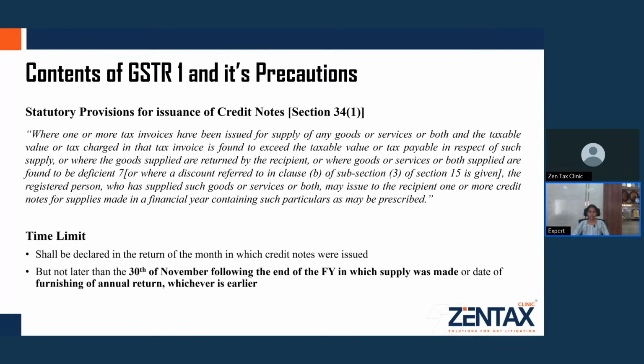So here, if the registered person has issued a credit note in the month of April, he shall declare such credit notes in GSTR-1 in the said month, or if he missed such credit note to be declared in the returns, he shall be given time up to 30th November of the next financial year. Beyond that, he shall not issue or declare such credit notes, which will be disallowed later.